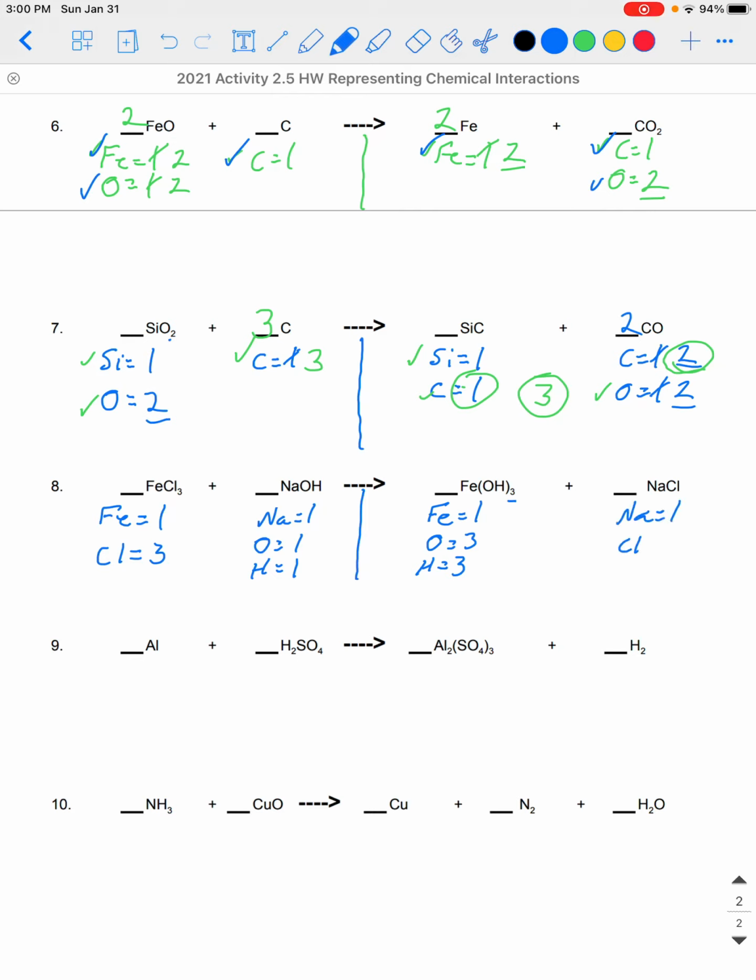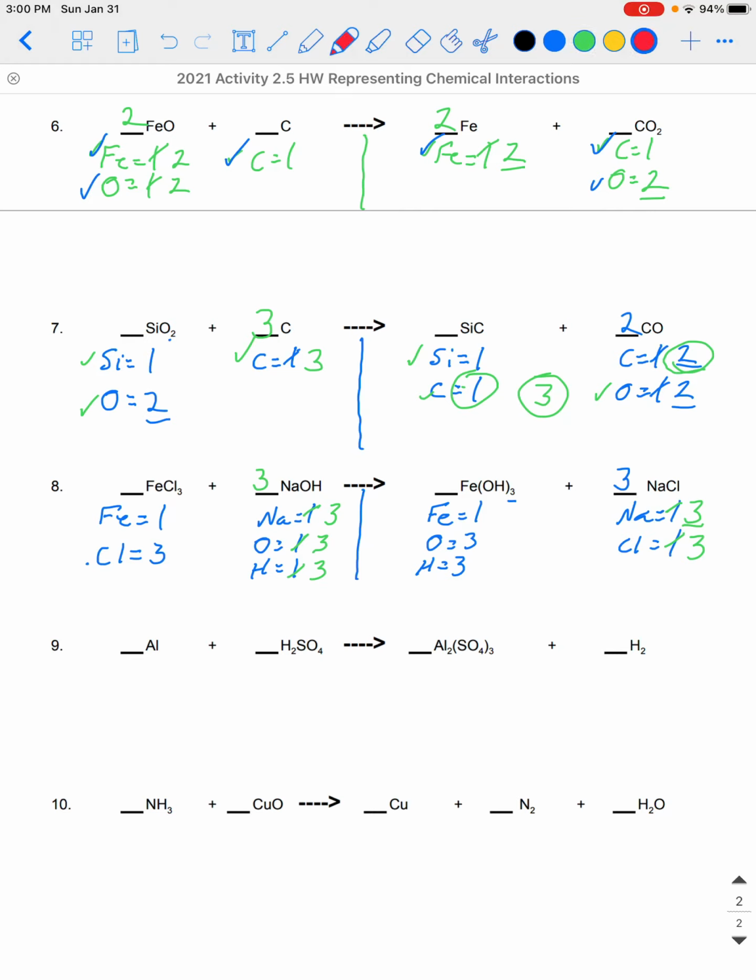Sodium 1, chlorine 1. Working left to right, we have 1 iron and 1 iron. We have 3 chlorine here, so we need a 3 as our coefficient here. That's going to change our sodium to 3 and our chlorine to 3. Going back to balance our sodiums, we need a 3 as our coefficient there. This becomes 3, this becomes 3, this becomes 3.